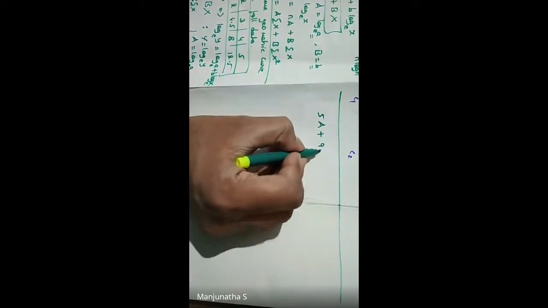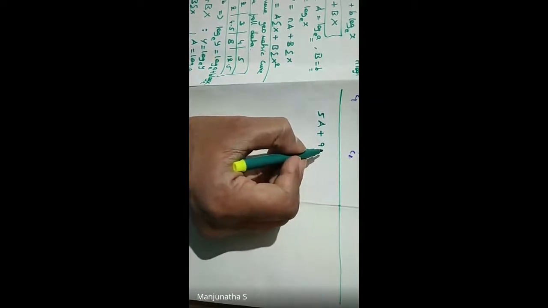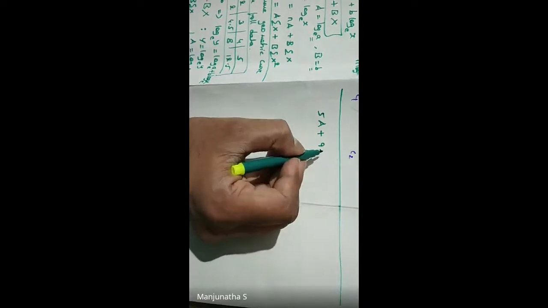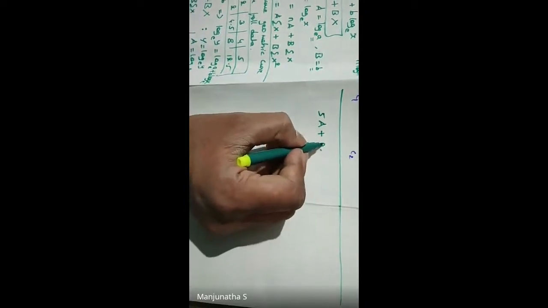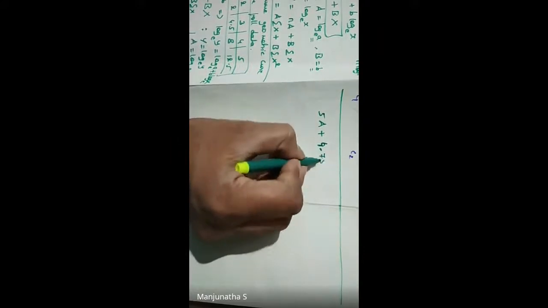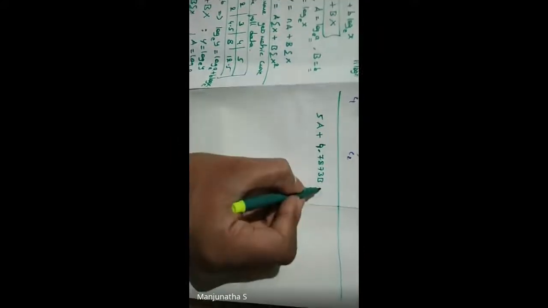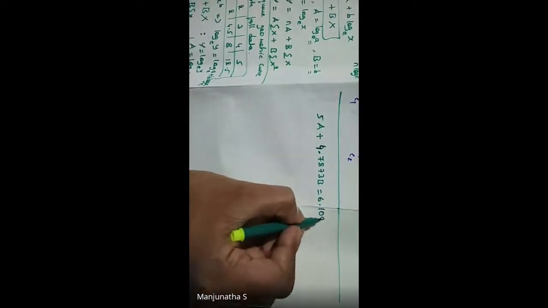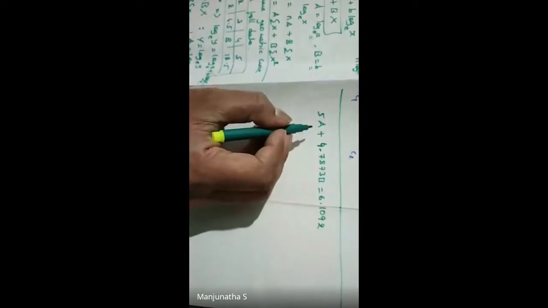Summation x is 4.7873. B is equal to summation y. Summation y is 6.1093. Whatever values are there, we are writing that. That's all.